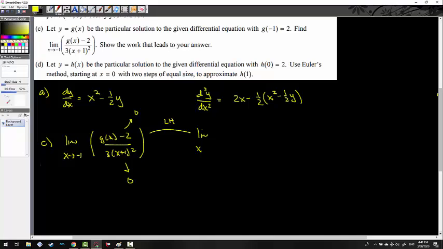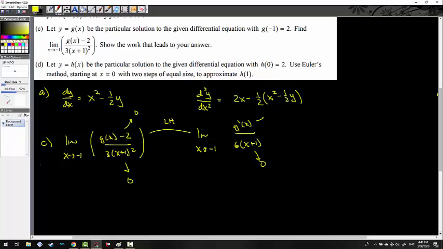Limit as x goes to negative 1. That's going to be g prime of x over 6 times (x plus 1). So, once we do L'Hopital's, we ask ourselves, are we in a safe position to let the limit happen? Well, let's just find out. I mean, let x go to negative 1. 0 on bottom. I'm thinking we're not safe right now.